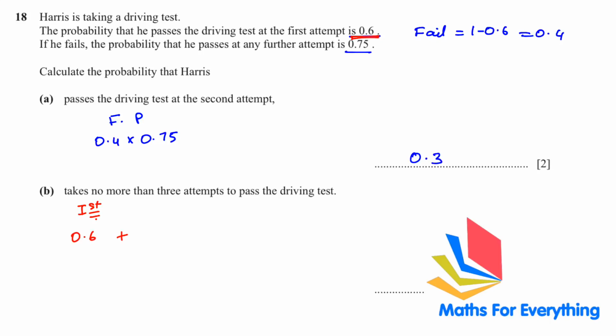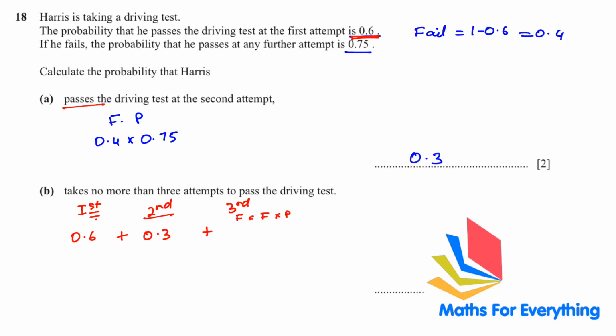Or, when the word "or" comes, we put plus. He passed in the second attempt. We already found that it is 0.3. Or he could have passed in the third attempt. If he passed in the third attempt, it means he failed in the first, he failed in the second, and he passed in the third attempt.